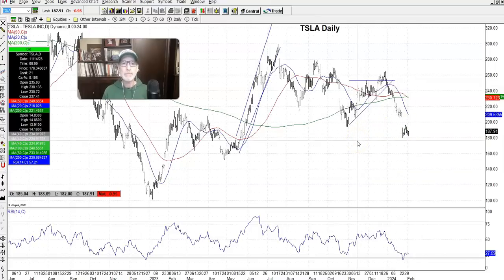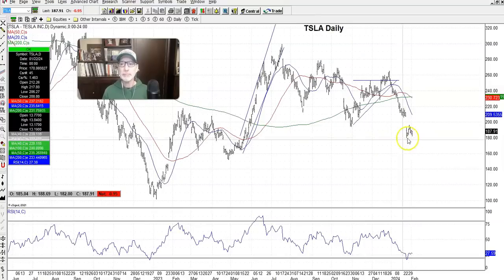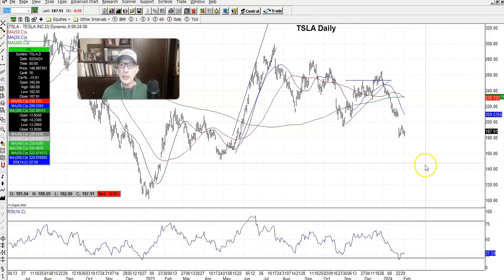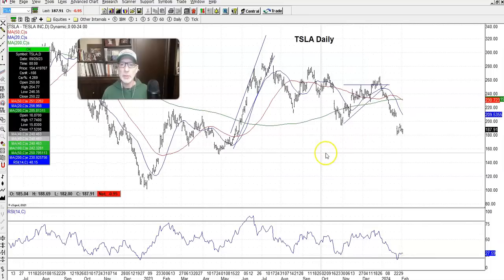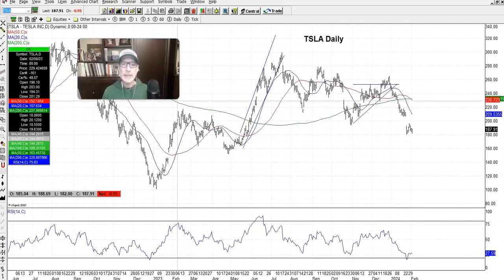So Tesla will probably find a bottom at some point because there are so many bulls out there, and Tesla is, of course, the leading electric car maker in the world. So it can't be held down for too long. But deciding when to buy, it could keep trading lower for a little bit. Who knows? Tesla is a hard one to trade, so just be careful if you're trading Tesla.